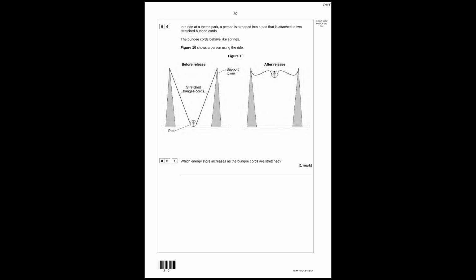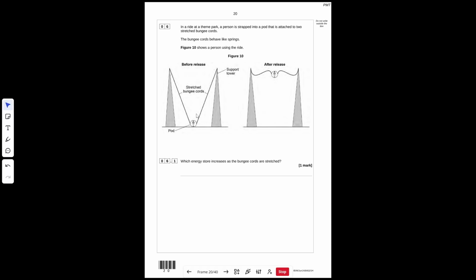Now, before the release, the bungee cords are both stretched. You can see the person is on the ground. After release, you can see that they reach some height above the ground. Now, question 6.1 asks, which energy store increases as the bungee cords are stretched?